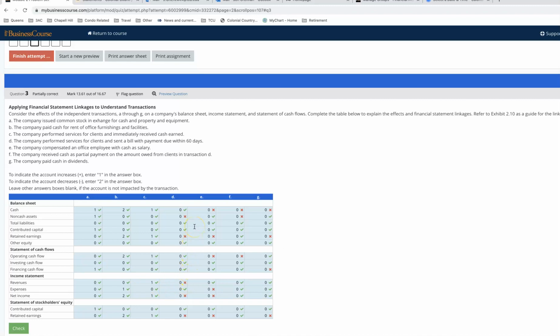Let's go to D. D, we performed services for clients and sent a bill. Payments due within 60 days. Okay, do we have a cash impact here? We do not. They haven't paid us yet. But they owe us money. So when somebody owes us money, we increase receivables, right? So I'm going to go to the balance sheet. I'm going to increase my receivables. That's a non-cash asset, right?